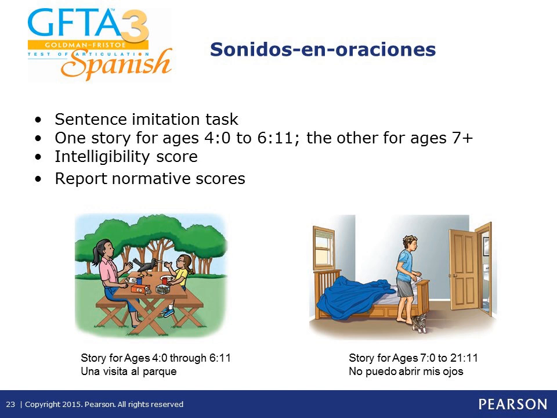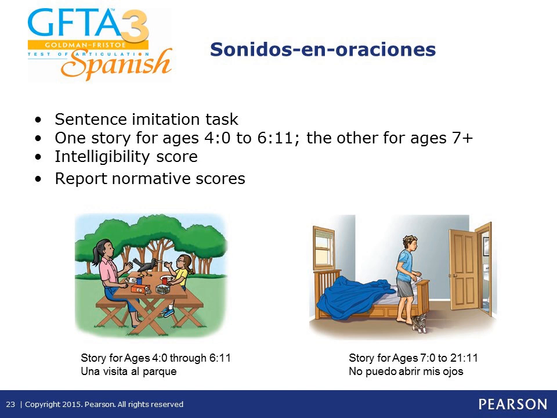Administration of the Sonidos en Oraciones can be very informative if an individual has a mild to moderate articulation disorder. That is, he or she can produce sounds correctly in simple context in single words, but intelligibility breaks down in connected speech. There are 2 stories, one for ages 4 through 6'11", and one for ages 7 and up.